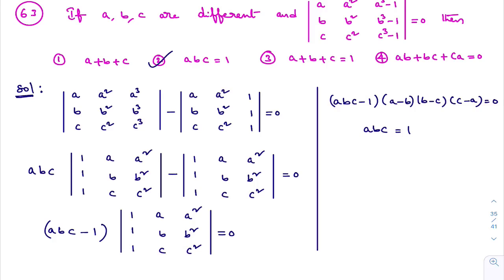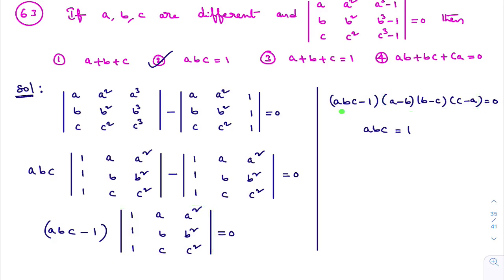Now the product of two things is 0. That means either this or that. One more thing: here (abc minus 1) into this determinant. This also we did in PUC. This is the direct problem. Or else in the synopsis they have given this as (a minus b) into (b minus c) into (c minus a). Look here, (a minus b) into (b minus c) into (c minus a) equal to 0.